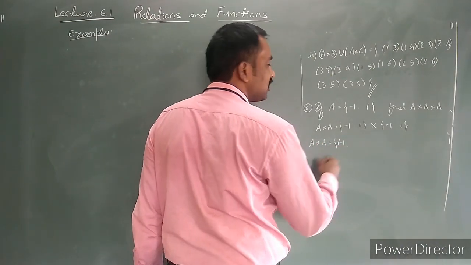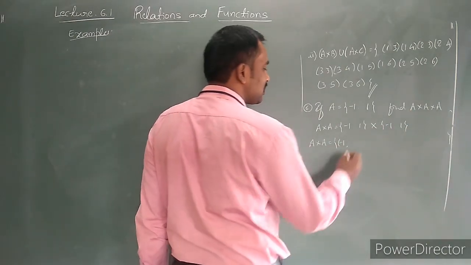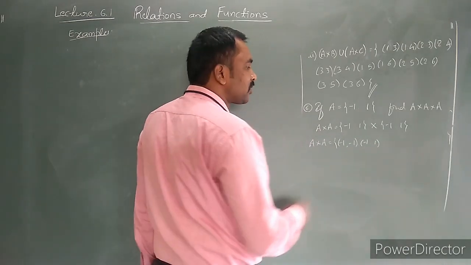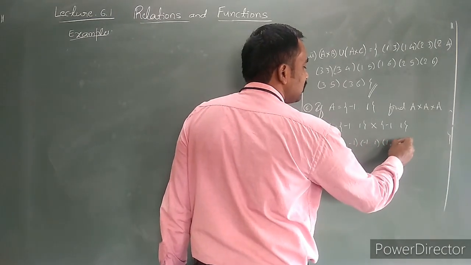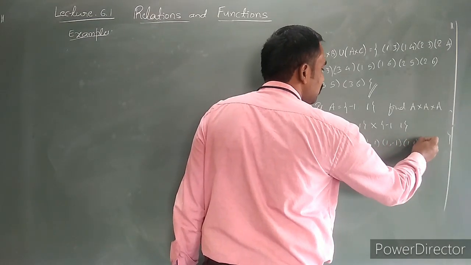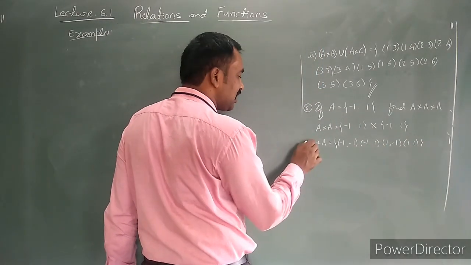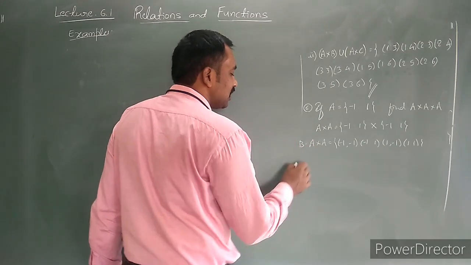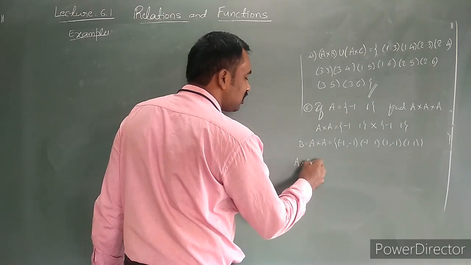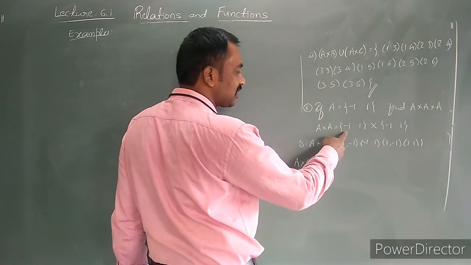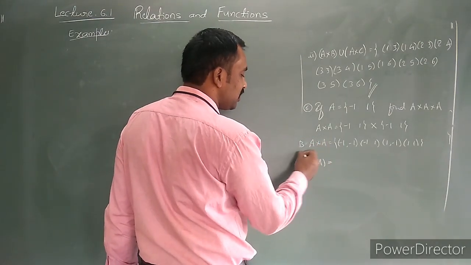How? If you need, you can write {-1, 1} cross {-1, 1}, or else directly you can write. What are the elements present in A cross A? First element picks, pair with all the elements of the second set. (-1,-1), (-1,1). Next (1,-1) and (1,1). This is the A cross A. Now this is a single set. We can name this set as B. Right, we need A cross A cross A. So what is the A set? This is the A set. And this is the B set.